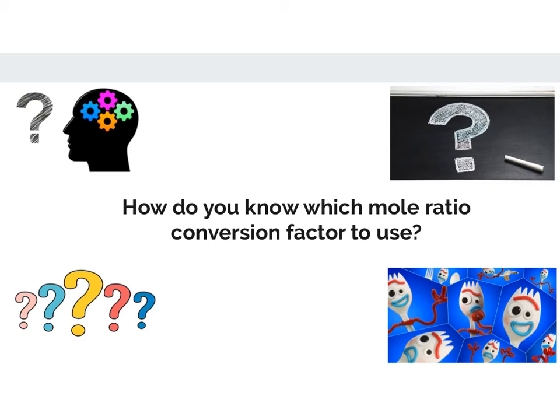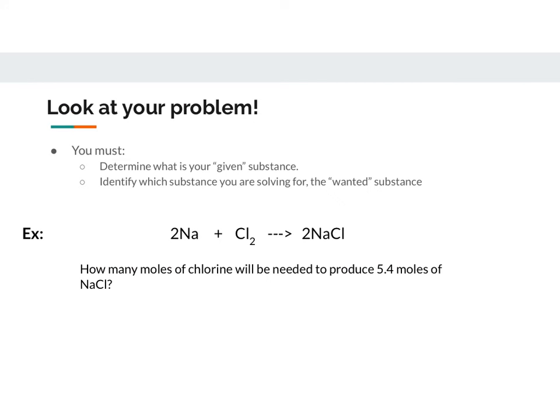So how do you think you know which mole ratio conversion factor you have to use? To figure out which conversion factor or mole ratio you need to use, you have to look at your problem. So first thing you have to do is determine what is the given substance and what is the wanted substance, which is the substance you're trying to solve for.